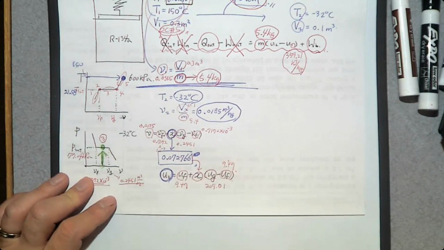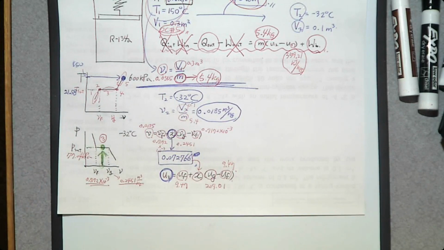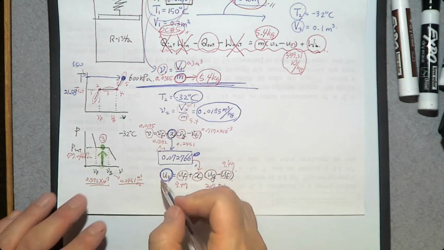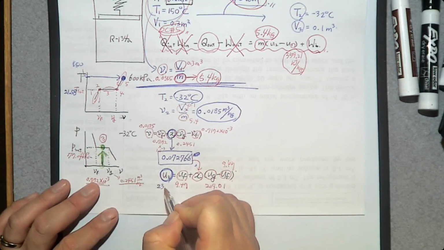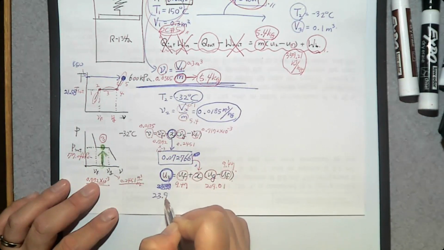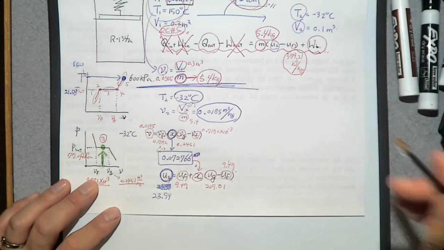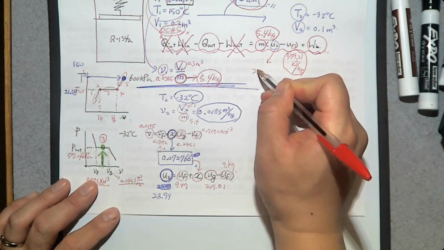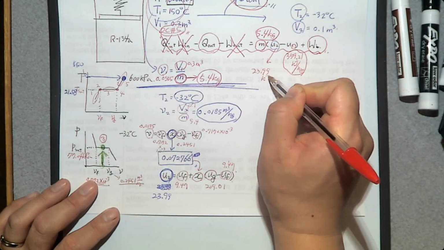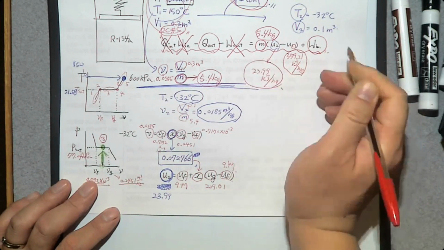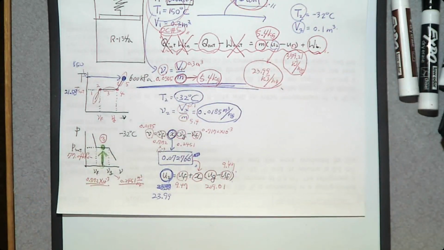So U2 is 23.99 kilojoule per kilogram. So we have almost everything except WB.